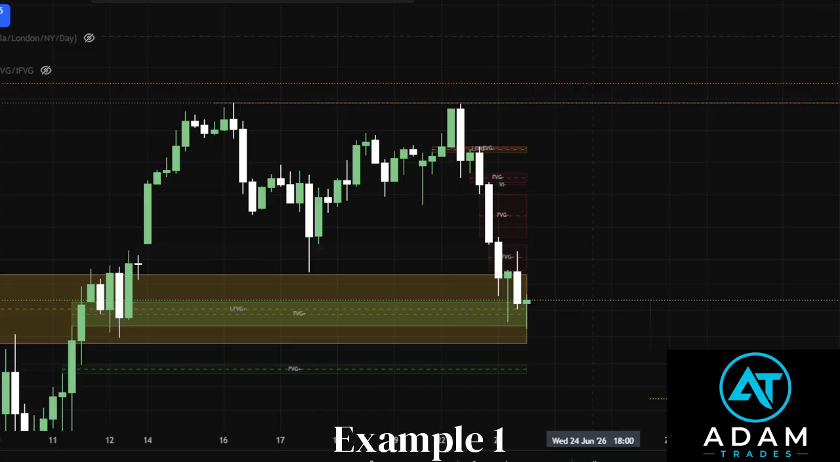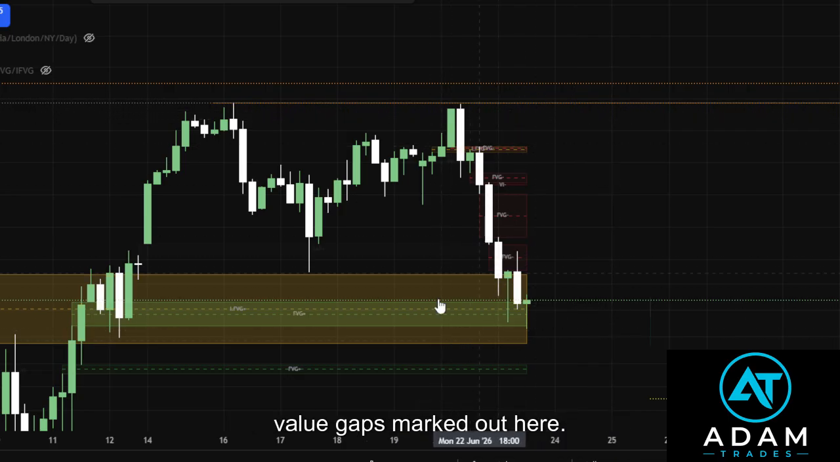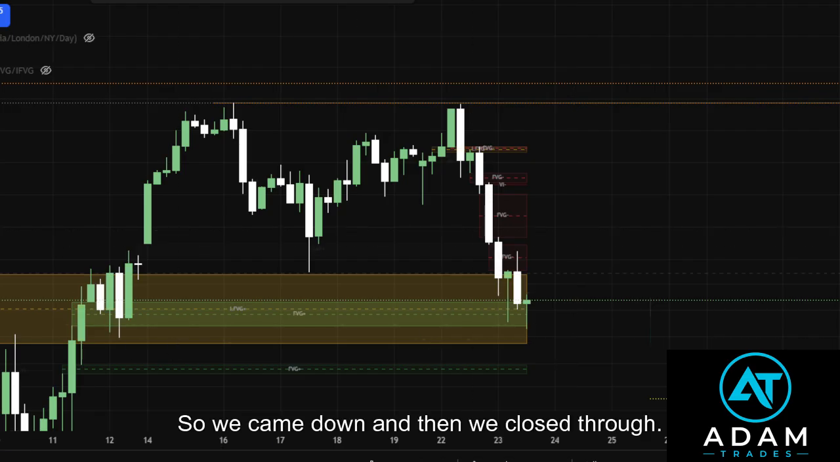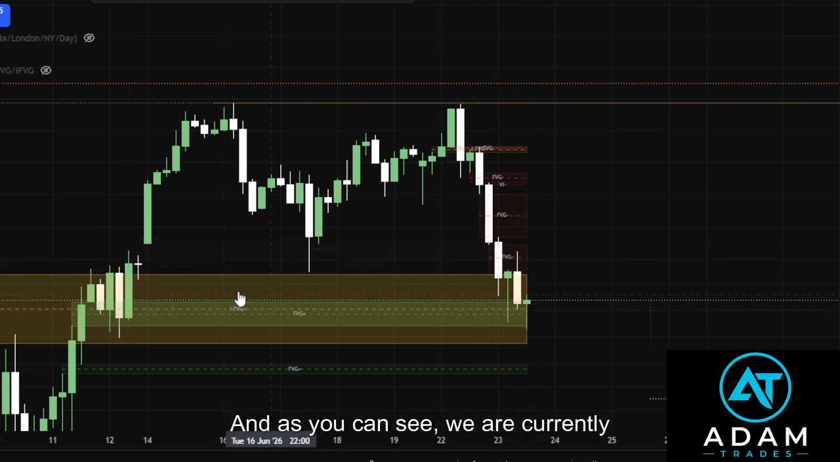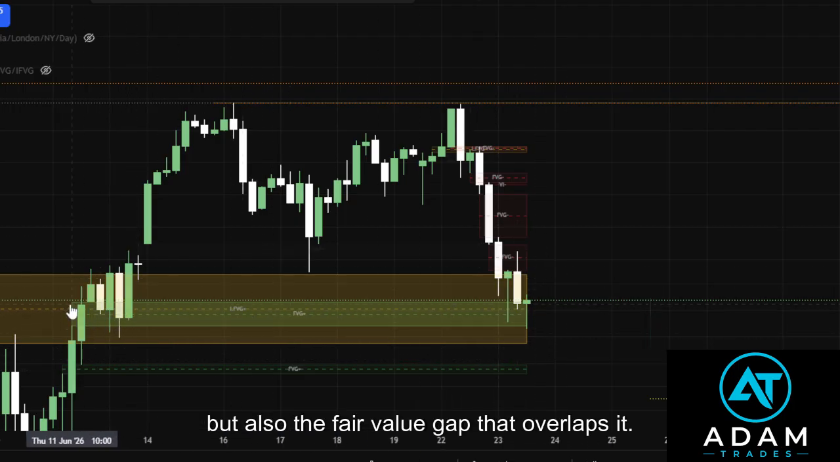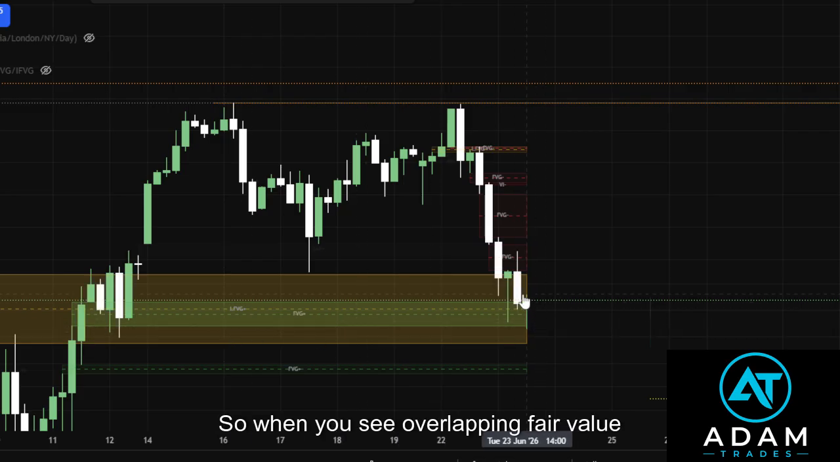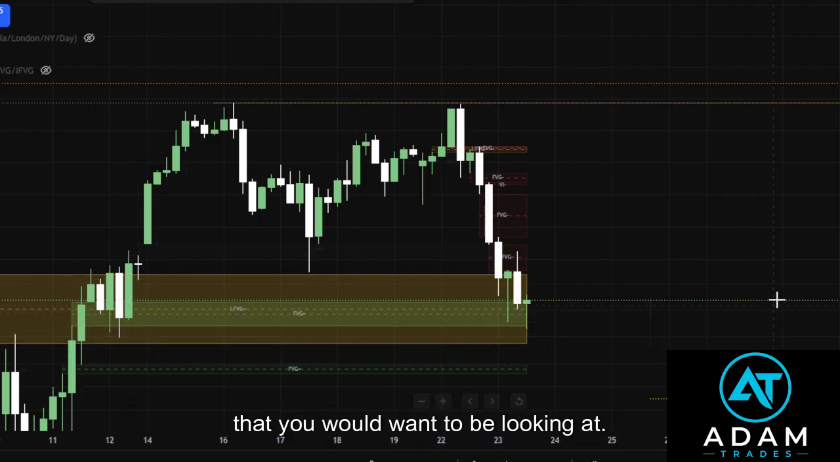Okay, so we're on NQ here on the 4-hour chart. And we can see that there are some fair value gaps marked out here. We also have this large inversion here. So we came down and then we closed through. This green candle here is what made the inversion. And as you can see, we are currently getting some support from not only the 50% of this inversion, but also the fair value gap that overlaps it. So when you see overlapping fair value gaps, generally those are going to be relevant. Those would be important levels that you would want to be looking at.